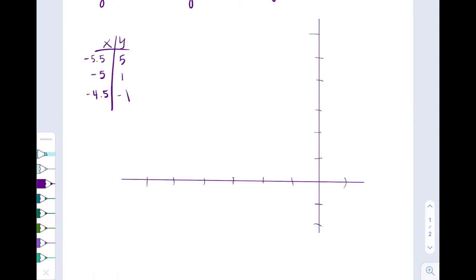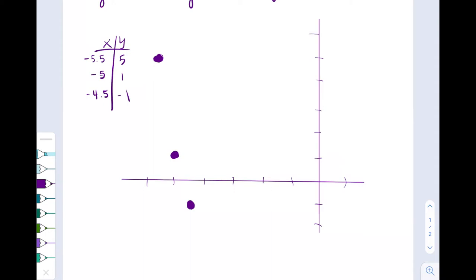Okay, and now I'll graph my points. So -5.5 and 5, we'll go 1, 2, 3, 4, 5. So they'll meet right about there. So that's where my point will be. Then -5 is right here. Oh my gosh, that's a very squiggly line. That needs to straighten out. There we go. -5 and 1. So that's going to meet right about here. So that'll be my point here. Then -4.5. I'm really bad at drawing those lines up. And -1. It's going to be right about here.